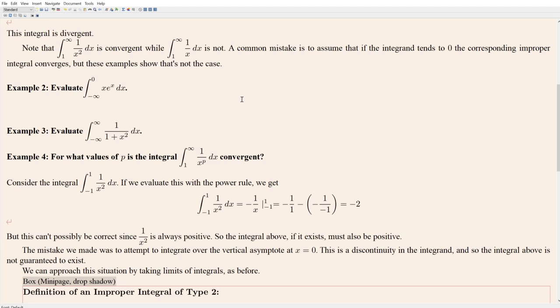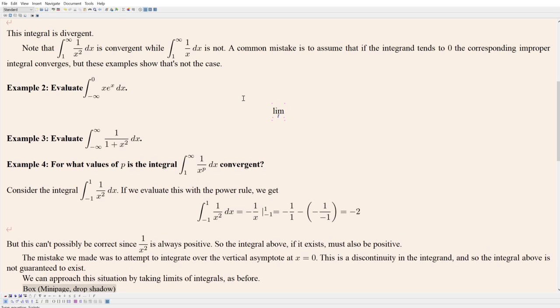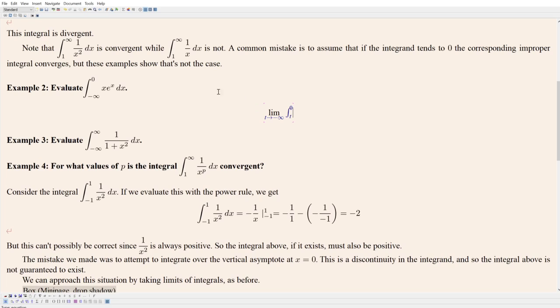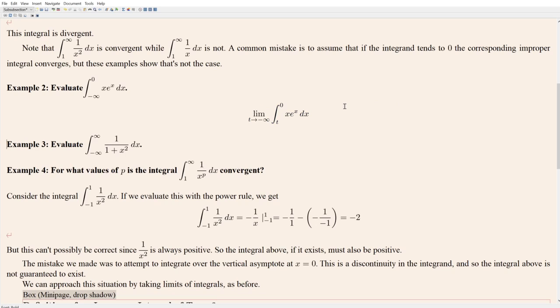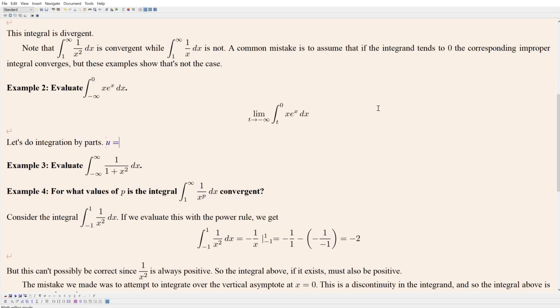Okay, let's evaluate this dude. So this is the limit as t goes to negative infinity of the integral from t to 0, right? So just replace the problematic aspect with a parameter and then take the limit. Now, how can we attack this dude? Let's do integration by parts on this. It's a product of elementary functions, so integration by parts should work.